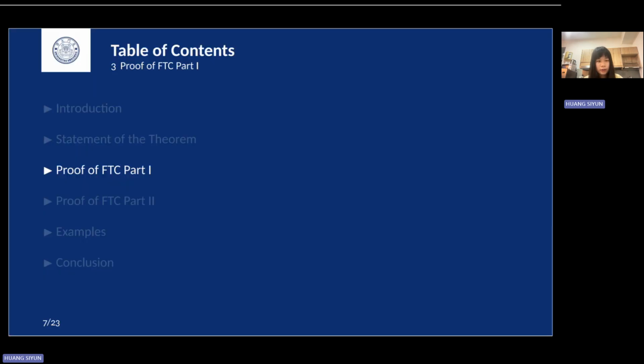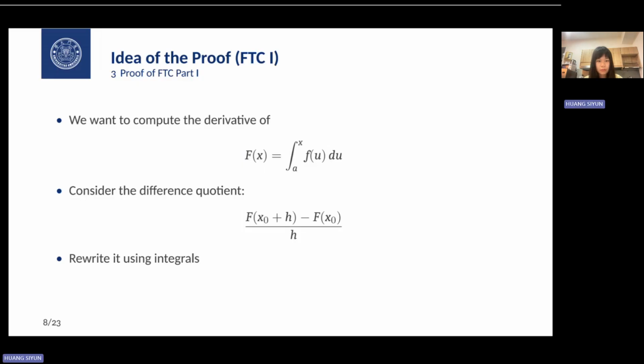Now, let's start with the proof of part 1. We want to prove a formula for the derivative of an integral function. To find a derivative at a point, we look at the limit of its average rate of change, the change in the function's value divided by a small change in its input. We write it as a difference quotient.